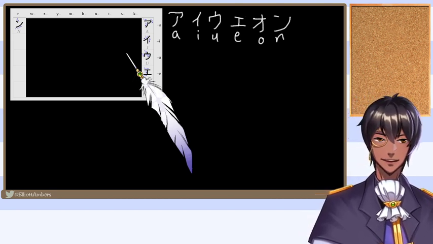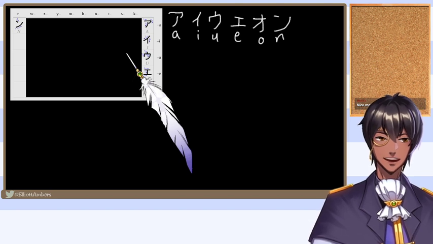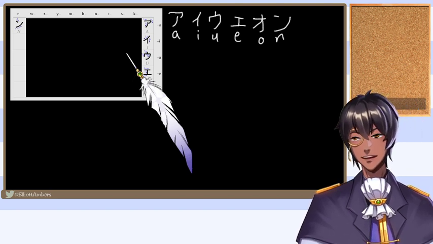So, let's take a look at a word that we can write here. Japanese, the way the syllables are is kind of weird.